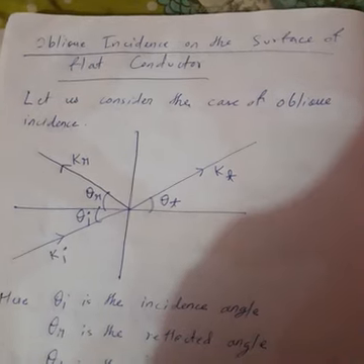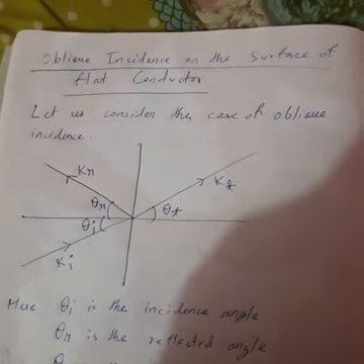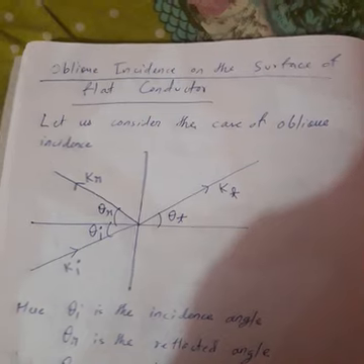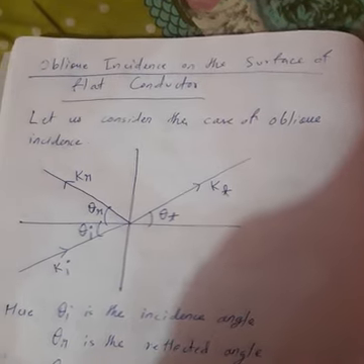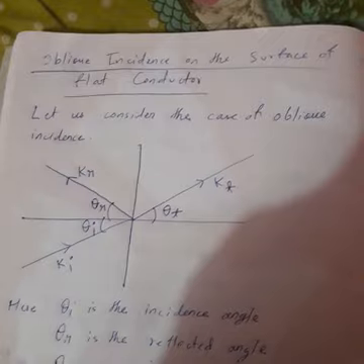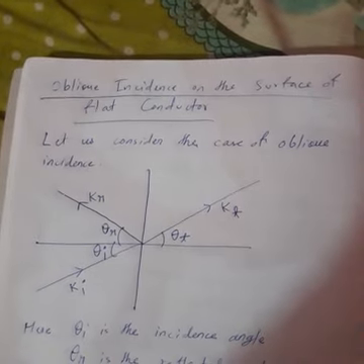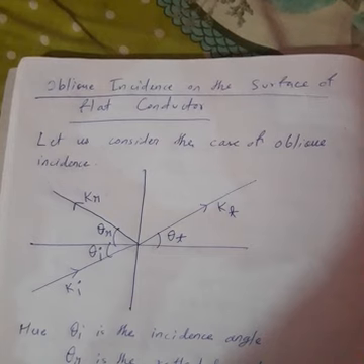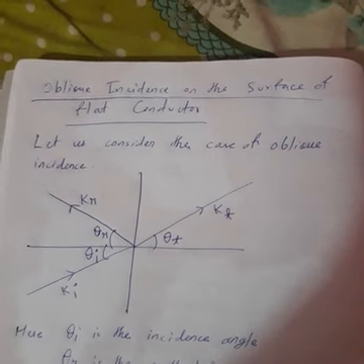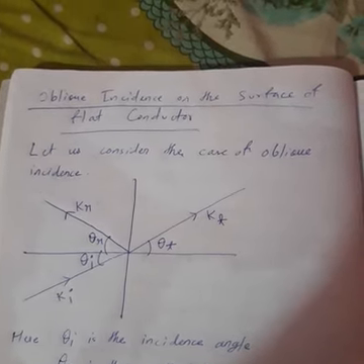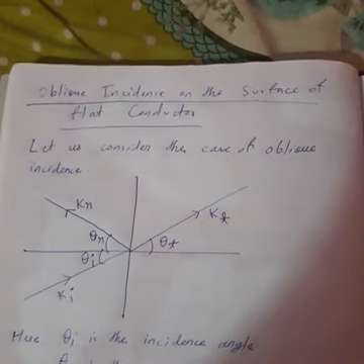Students, so today's topic is oblique incidence on the surface of a flat conductor and oblique incidence on the surface of perfect dielectrics. If you recall, in the previous class I explained oblique incidence. So what was oblique incidence? If the incident wave makes an angle with the propagation axis when it strikes the boundary, then it is called oblique incidence.